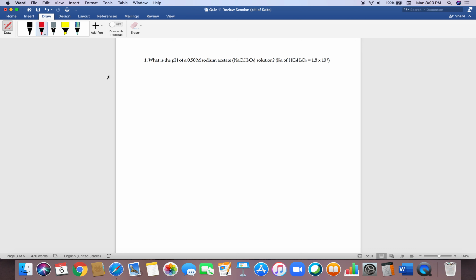So I'm going to write the dissociation of the weak acid. Sodium acetate comes from a weak acid, acetate. Sorry, I keep giving things away. So here we have sodium acetate, and it has an equilibrium. And what we get is the sodium ion and the acetate anion.